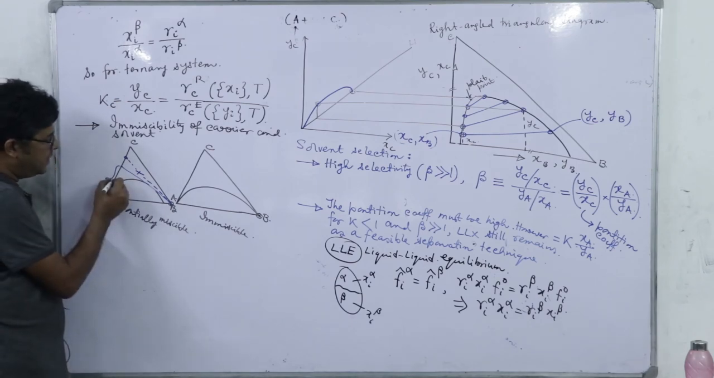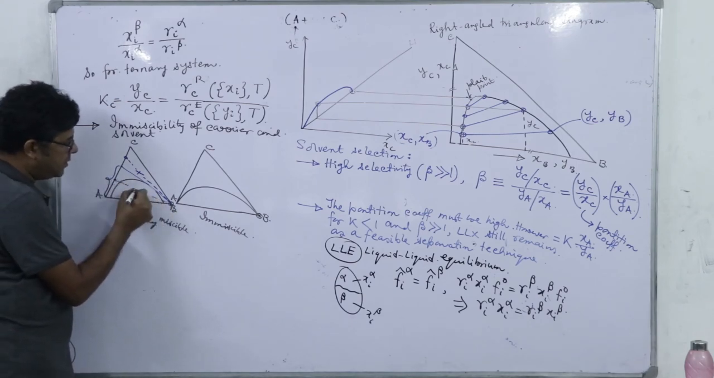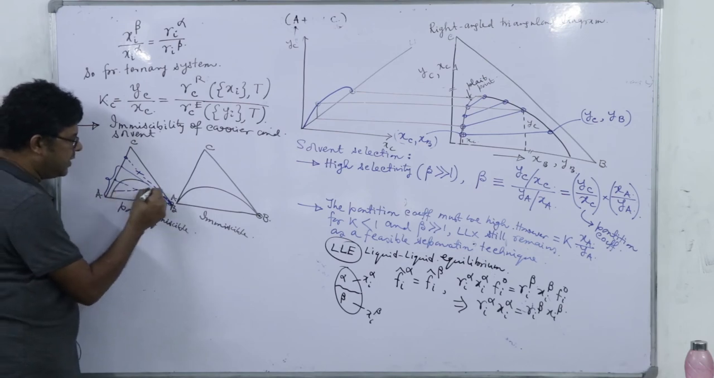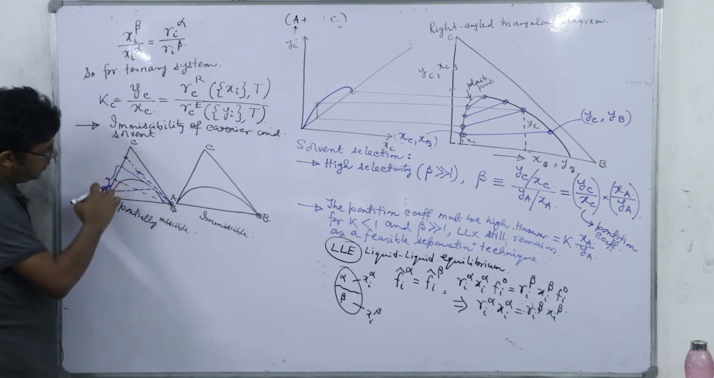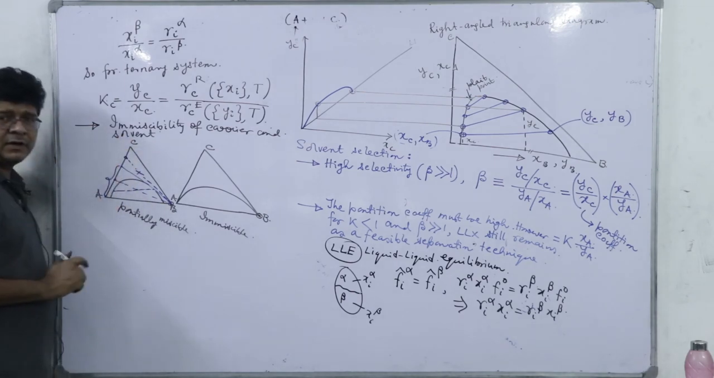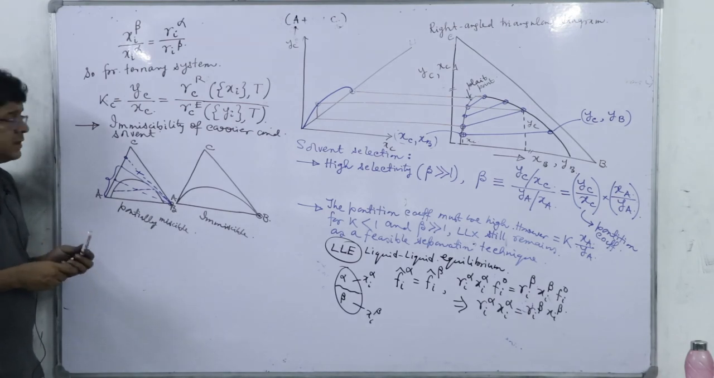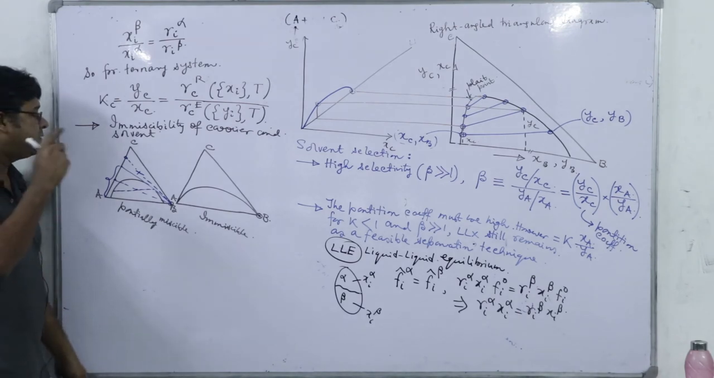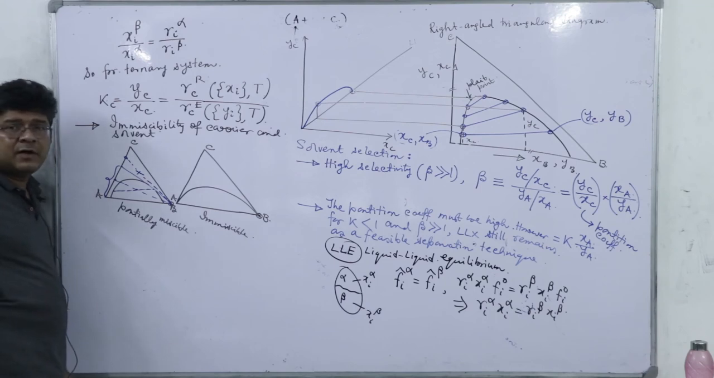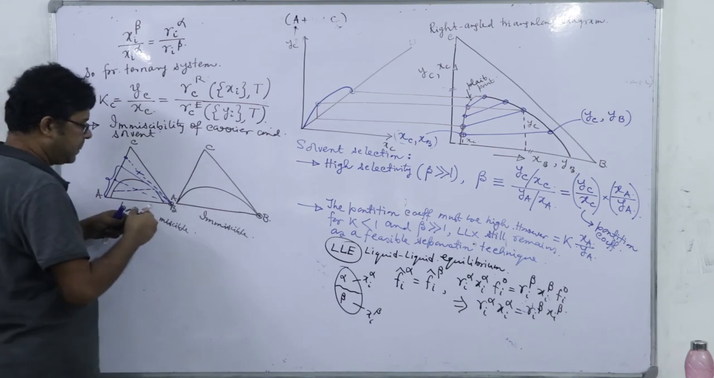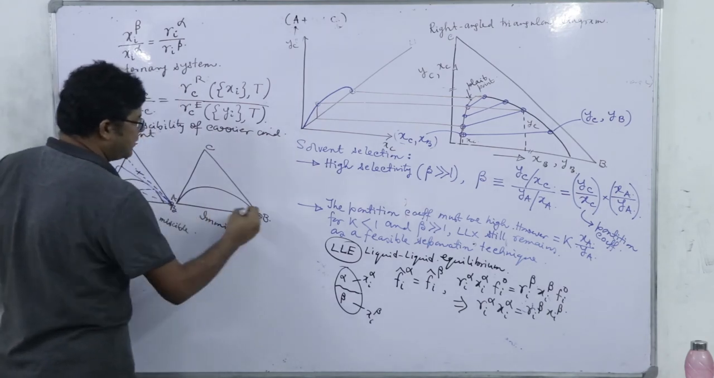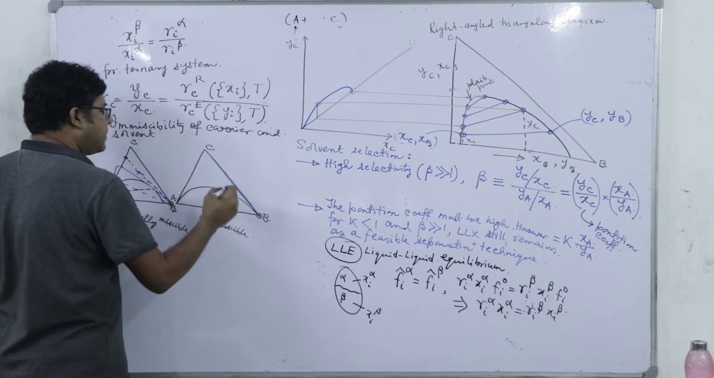However, if the feed is here, then the mixture composition will be here and it will split into phases with different composition. So if the solvent and the carrier are partially miscible, there exists a threshold value of the feed composition above which it is not treatable using liquid-liquid extraction. Whereas if it is immiscible, you see, you draw the tangent, which one is the tangent? It will be this.